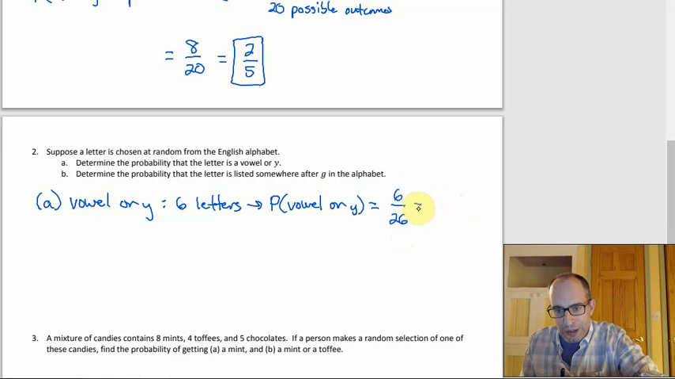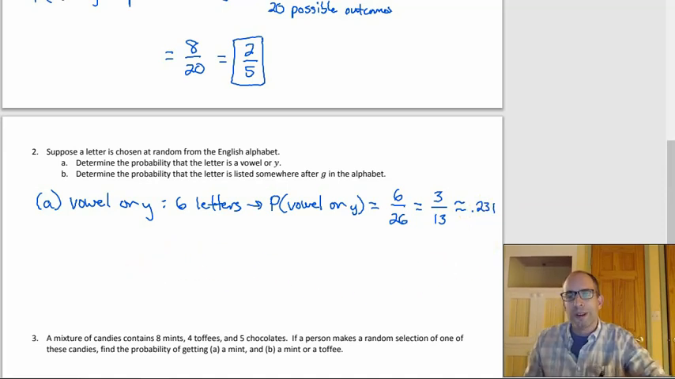This does reduce, if you want to write that as a fraction of the lowest terms, would be 3/13. Or if you want to write it as a decimal, because sometimes the homework asks for your answer as a decimal, that's 0.231 to 3 places. Okay. That didn't seem so bad.